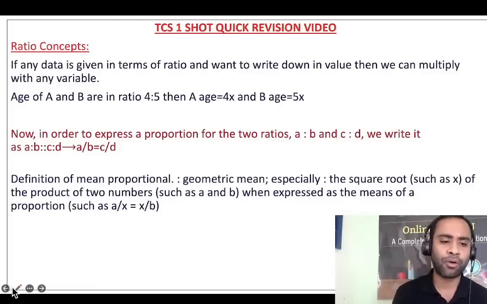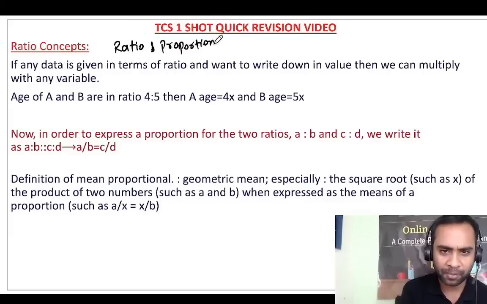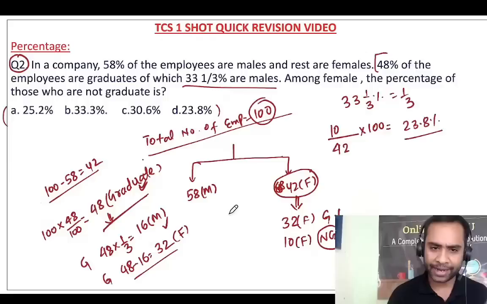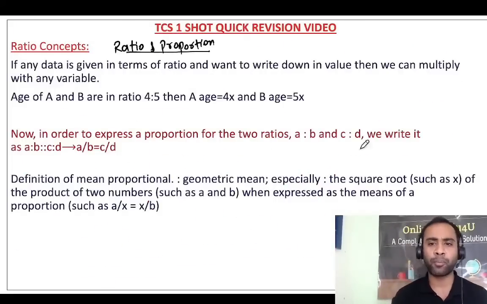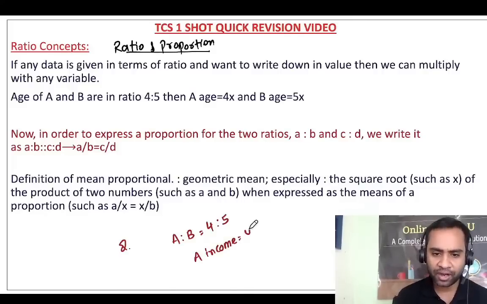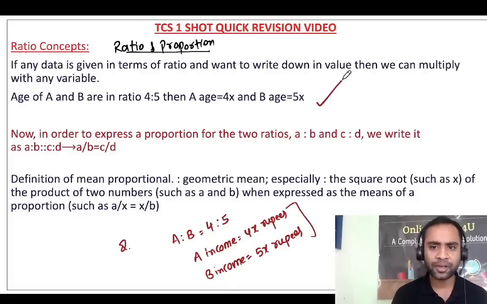Now, next is the concept of ratio. So ratio and proportion basically, right? In ratio and proportion, there is no individual timer for every question. I have discussed all those things. Now, friends, in ratio and proportion, if they are telling A and B income is 4 is to 5, then you can say A income. If any data is given in terms of ratio, you can write it down in terms of value. So A income is 4x rupees, and B income will be 5x rupees, right? So you can write it like this. This is the first concept which I have put down here.